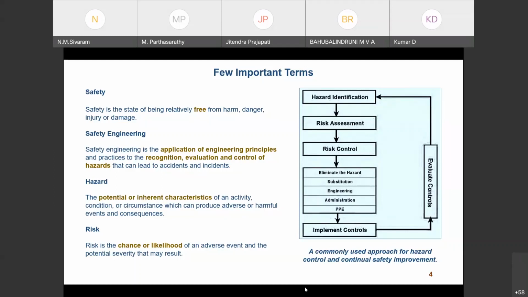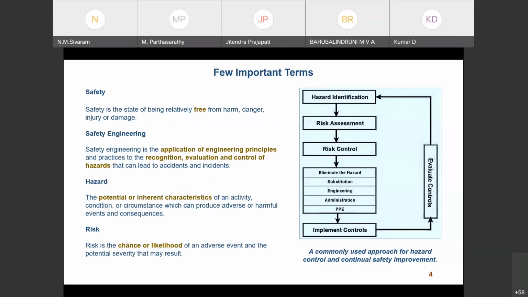And safety engineering is the application of engineering principles and practices to the recognition, evaluation, and control of hazards that can prevent the accidents or incidents. So safety engineering is the application of engineering principles. So we don't see safety as out of engineering. We should follow certain engineering principles to recognize, to evaluate, and control the hazards, so that the accidents or incidents can be prevented.